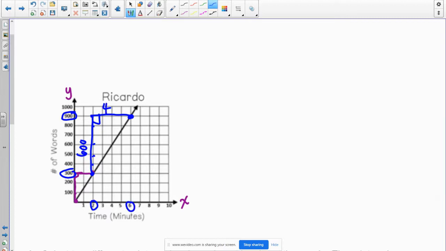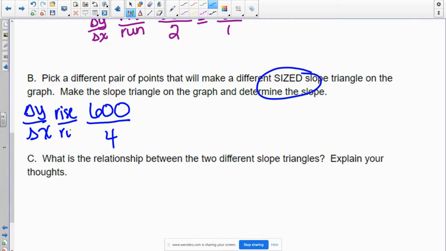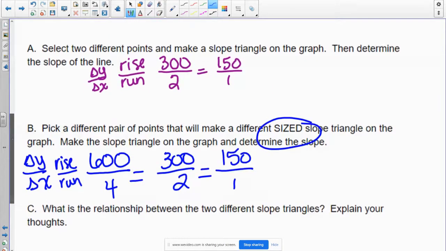So my slope is 600 over 4. So 600 over 4, which is the change of the y over the change of the x, or my rise over my run. And if I reduce that, I'll just split in half or divide by 2, which would be 300 over 2, divide by 2 again, which would be 150 over 1. So notice that both the slopes, even though they started out to be different sized triangles, reduced to the same amount of 150 over 1.